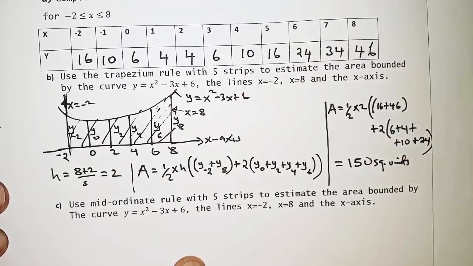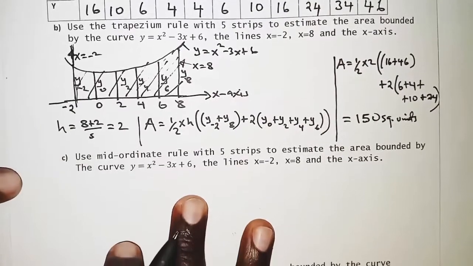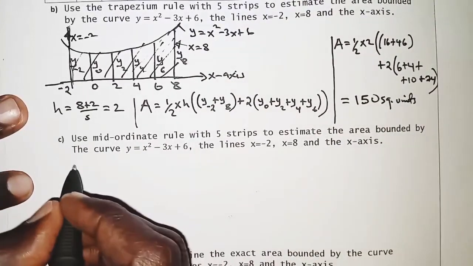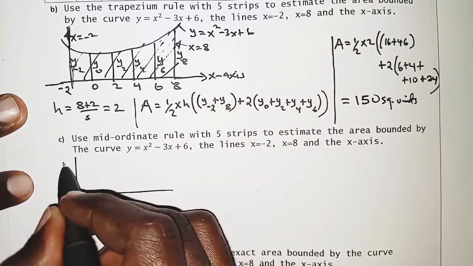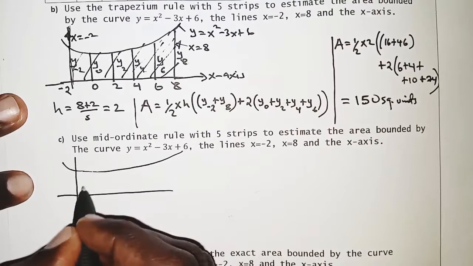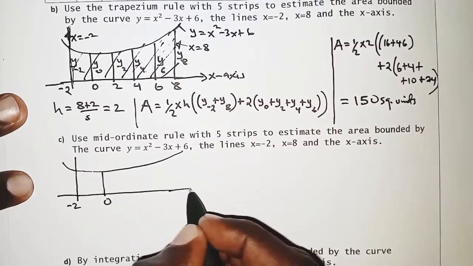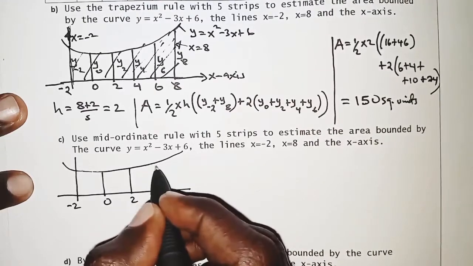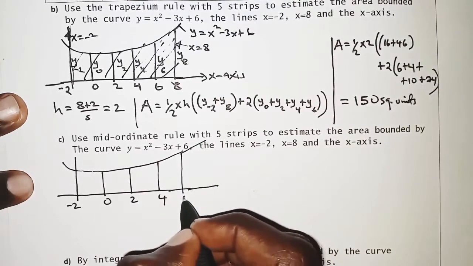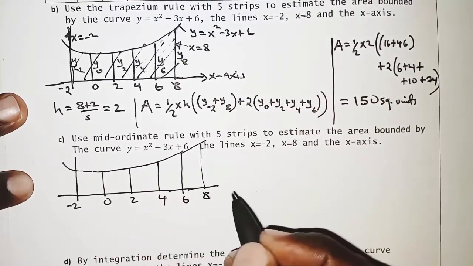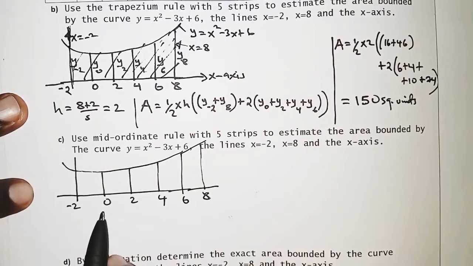Next, we are going to use the mid-ordinate rule with 5 strips. So we are still going to have the sketch that we had earlier on. So this is negative 2, 0, 2, 4, 6, and 8. But this time round, we are looking at the mid-ordinates.